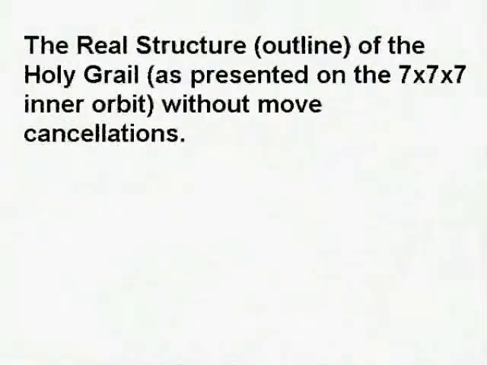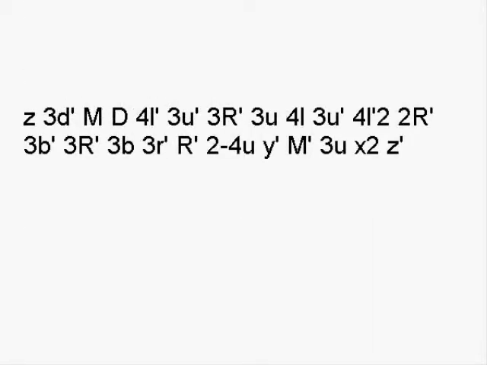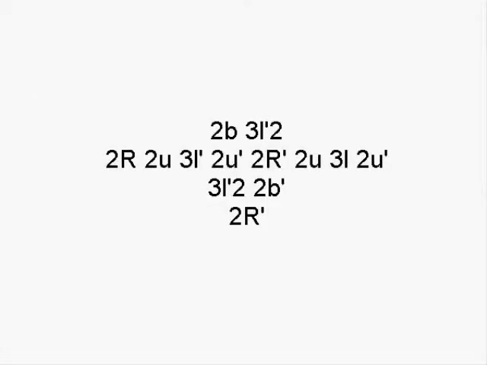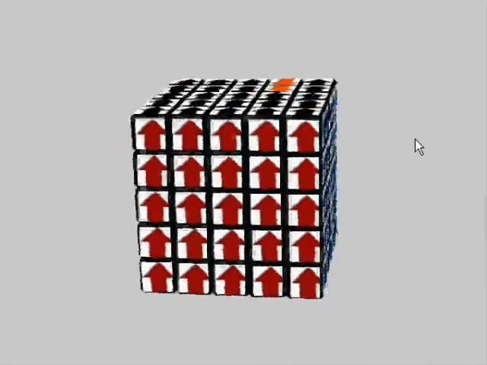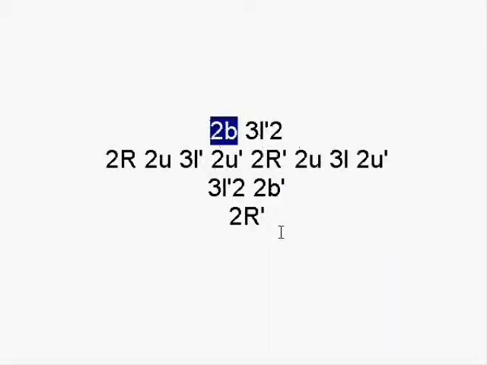Which is pretty neat. Now I'm moving on to the real structure, the outline of the Holy Grail algorithm, as presented on the 7x7 inner orbit this time, without move cancellations. Again, the inner orbit of the 7x7 looks like this, and this is the translation on 2 lines. Technically, shifts are just setup moves which are inverses of the first move of the base. If we go back to that portion of the derivation, this was the base before we did anything. A very familiar sight. From this point, we just took the first move and we made it the last move.